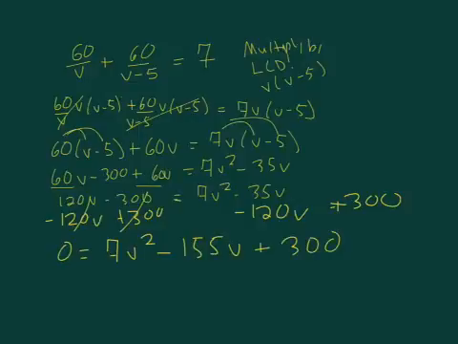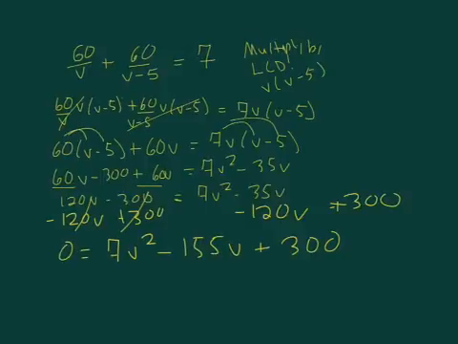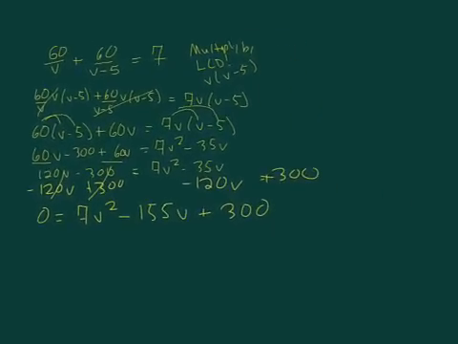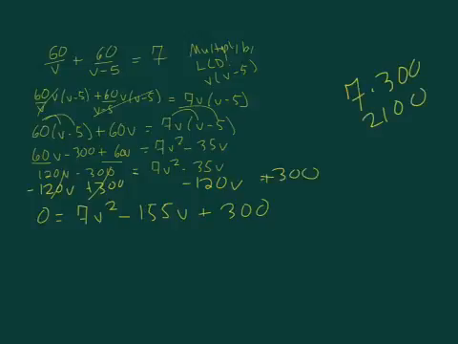Now we factor this. So, do the 7 times 300. That gives us 2100. So the first term times the last term. We're looking for factors of that which add to give us negative 155. So I did some guess and check on my calculator, and I got to negative 15 and negative 140. If you multiply those together, they give you positive 2,100. If you add them together, they give you negative 155.